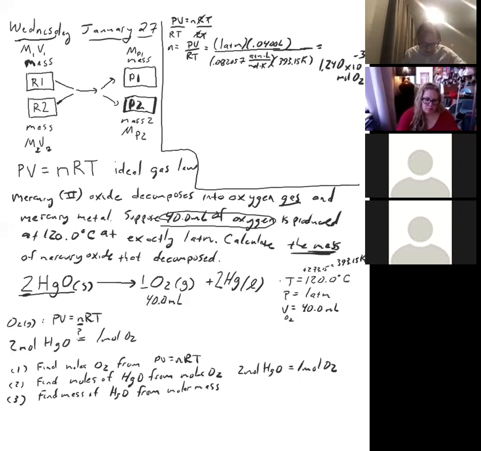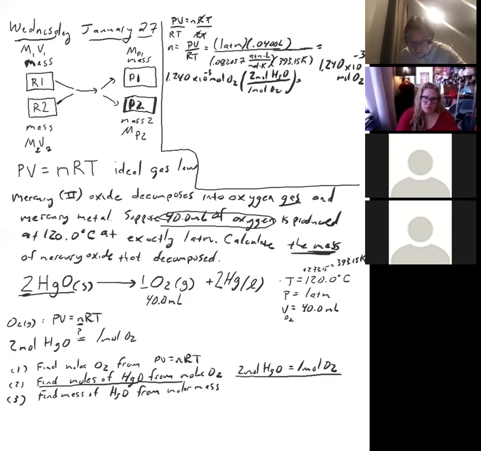Now our second step is we use the balanced equation. The relationship is 2 moles of HgO react every time you get 1 mole of O2. So I'm going to take our 1.240 times 10 to the minus 3 moles. This is O2, and then it's 2 moles of HgO for every 1 mole of O2. So that's just going to double that value.